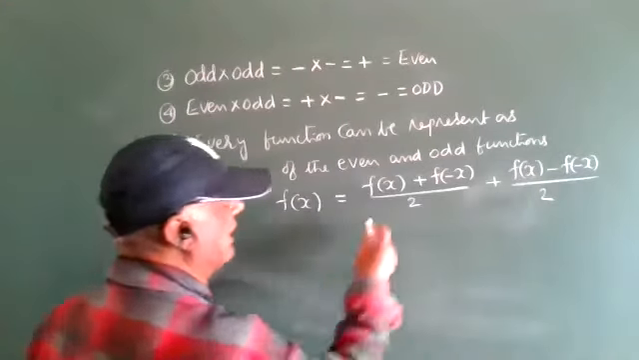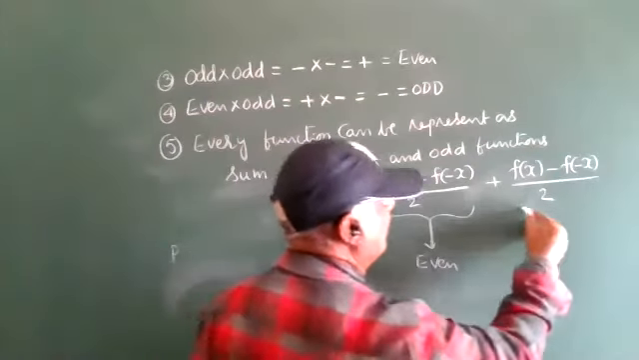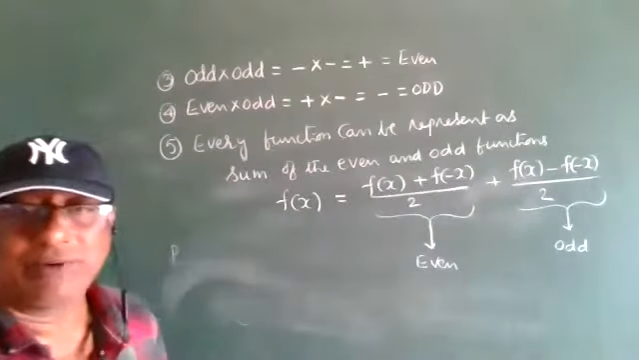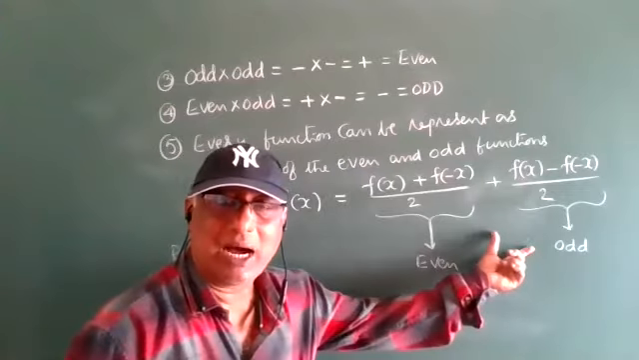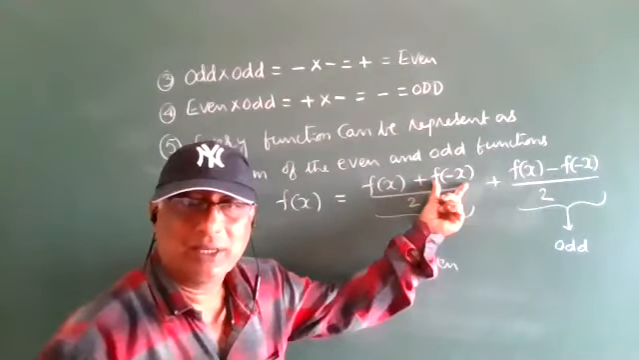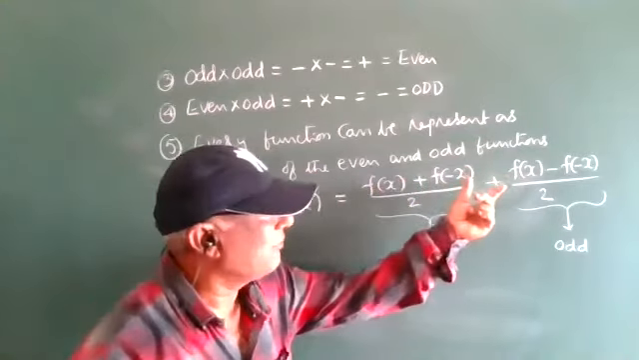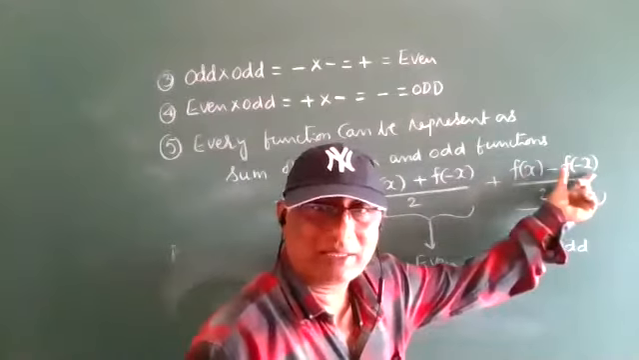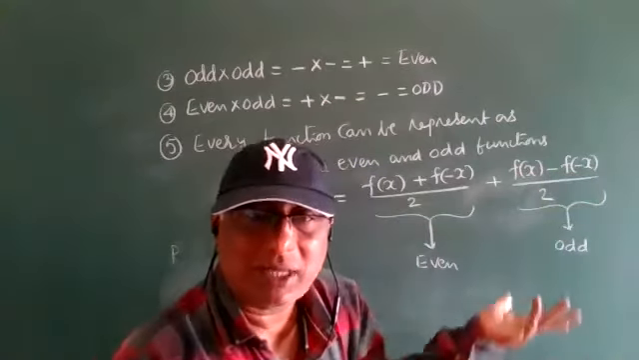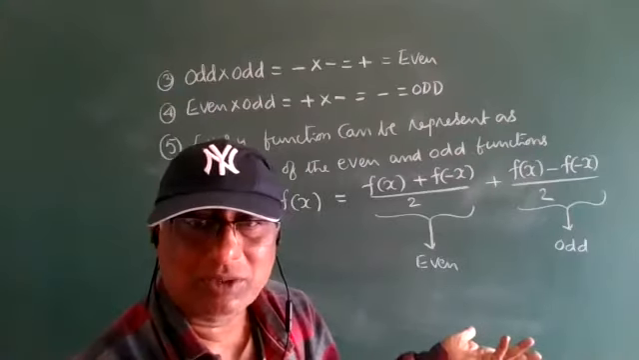See, this first part is always an even function, and this second part is always an odd function. So it is the sum of an even and an odd function. For the even part, f of minus x is f of x, so f of x plus f of x by 2 is f of x only. For the odd part, f of minus x is minus f of x, so f of x minus f of minus x becomes f of x plus f of x, since minus minus is plus, and by 2 it is f of x only.